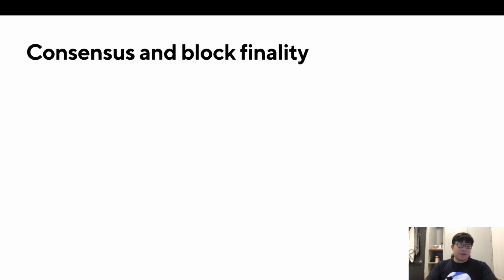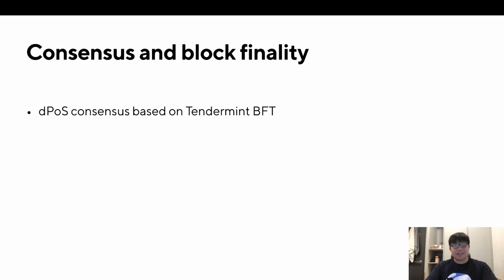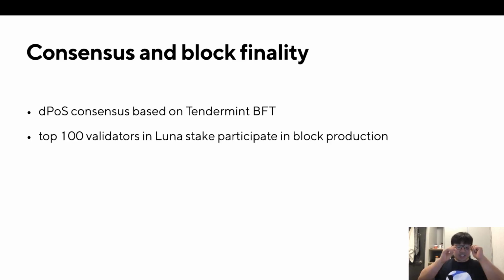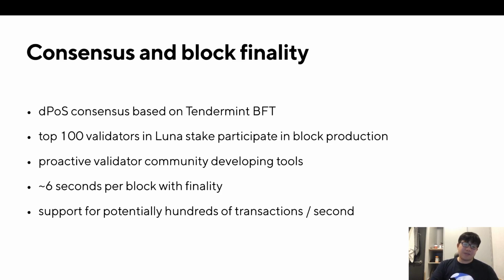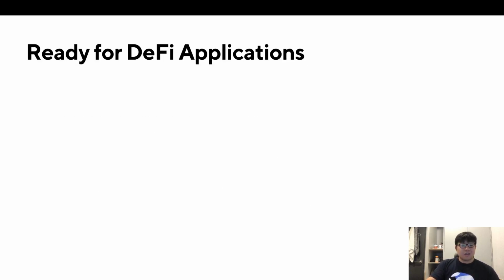First of all, I'll have to go into the consensus and block finality of Terra. Terra is a delegated proof of stake consensus chain based on Tendermint BFT as a Cosmos SDK chain. How it works is that the top 100 validators in Luna Stake participate in the block production process. And we're lucky to have a proactive validator community who's actively developing tools such as block explorers and validator notifiers and other tools. Currently, we're at 6 seconds per block with finality, and we have support for potentially hundreds of transactions a second. Terra is a chain that is ready for DeFi applications.